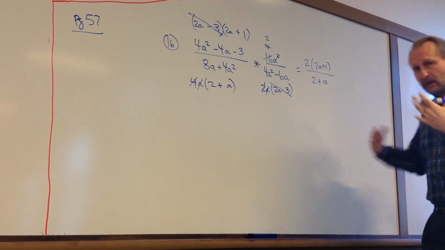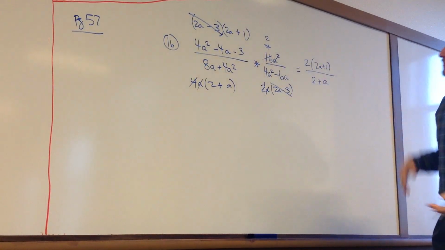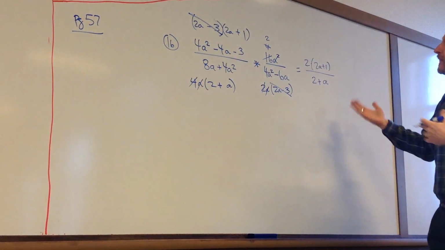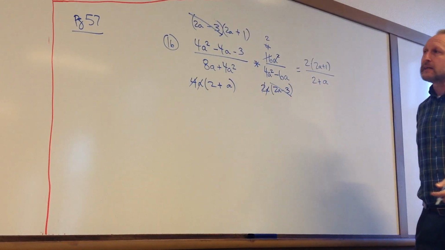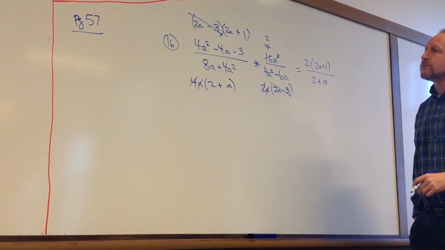Now, again, I can't stress this enough, these 2's do not cancel. This 2 is a factor. It could cancel with another 2 that is a factor. This 2 is not a factor. It's being added to the a, and so that's why we can't cancel it out. So this is lowest terms for problem 16.